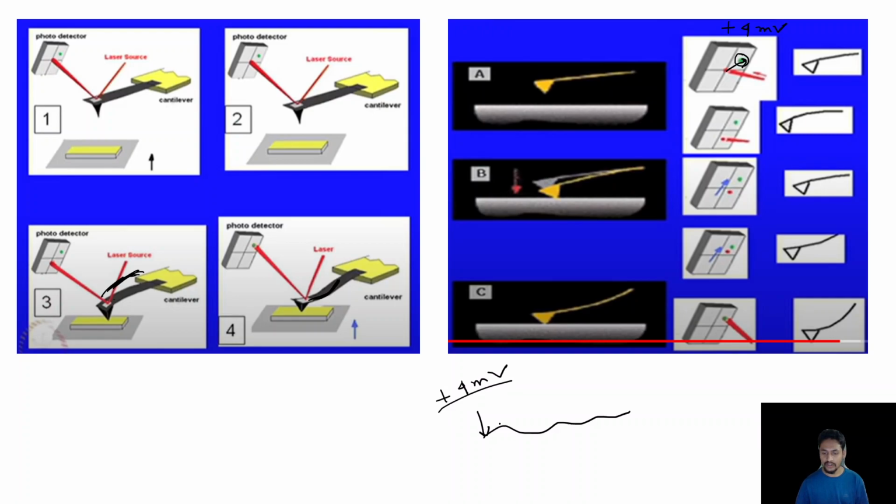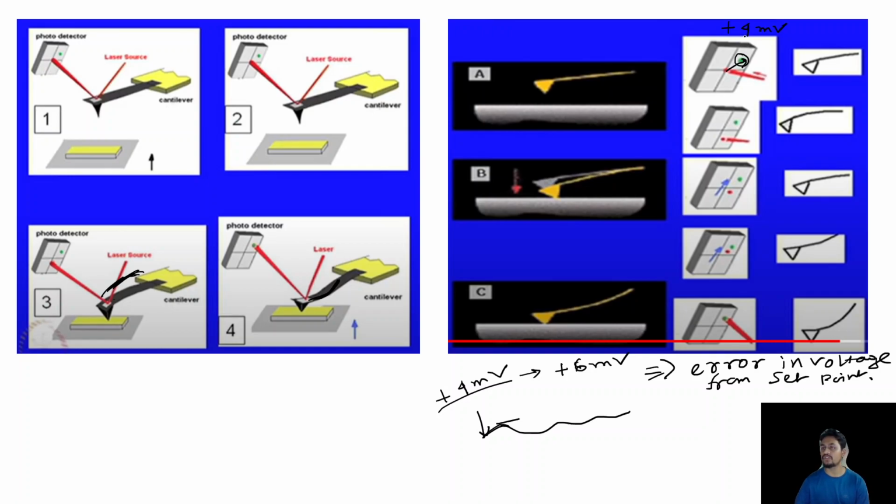Let's say for position. Now whenever this distance increases, that means the repulsion is going to increase. So the position will be much more positive. Let's say it is at the 6 millivolt position. So there will be an error in the voltage from the set point, right?